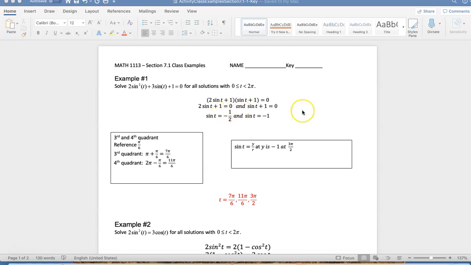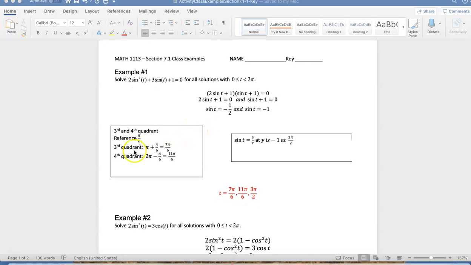Sine t plus 1 equals 0, sine t equals negative 1/2. Subtract 1, divide by 2, move the 1 over. Okay, sine is negative in the third and fourth quadrants. Sine is 1/2 at 30 degrees, or pi over 6. That's the reference. So in the third quadrant, it's pi plus pi over 6. Pi is 6 over 6 plus 1 over 6, 7 over 6. The fourth quadrant would be 2 pi minus pi over 6. 2 pi is 12 over 6 minus 1 over 6 would be 11 over 6.